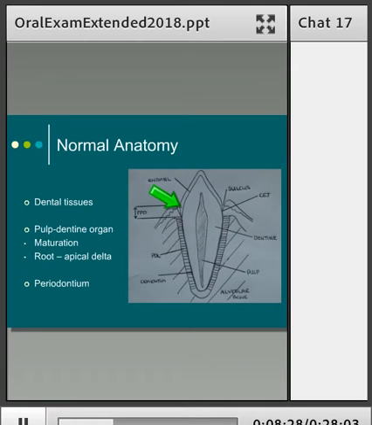up to about 5 millimeters in a dog. So that's periodontal probing depth. It doesn't necessarily mean that we've got disease. It depends on, of course, what we measure.